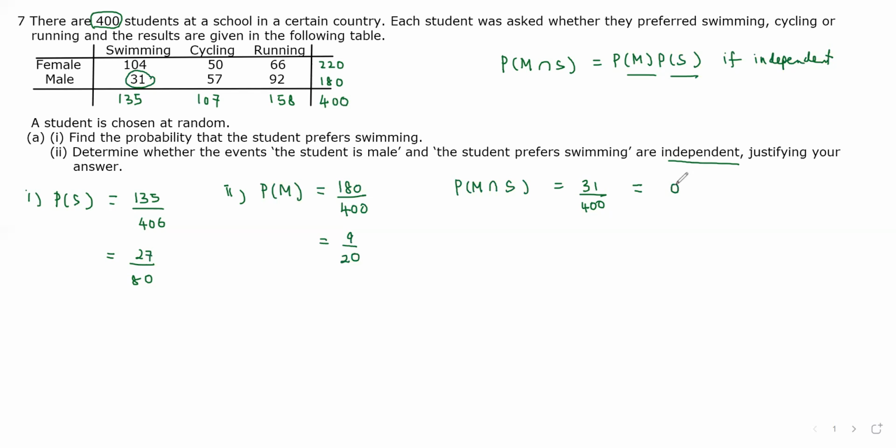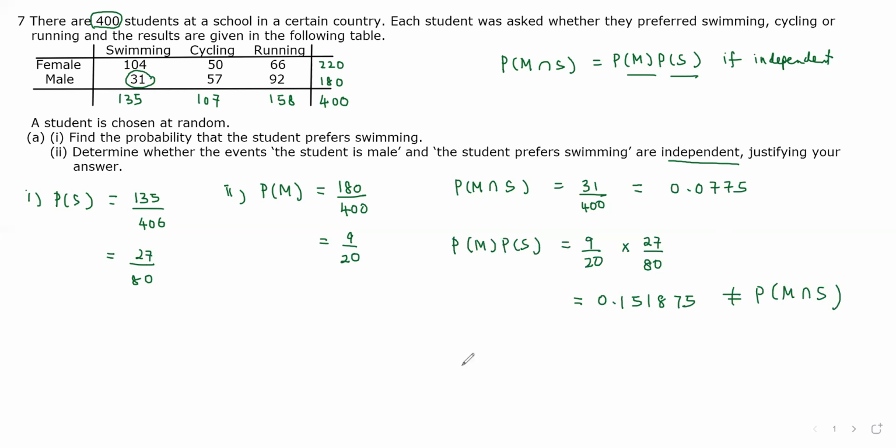Let's look at this. This is 0.0775. And the probability of male times the probability of swimming, that is 9 over 20 times 27 over 80 from part 1, is equal to 0.151875. And this is not the same as the probability of male and swimming. So in that case, we say that male and swimming are not independent.